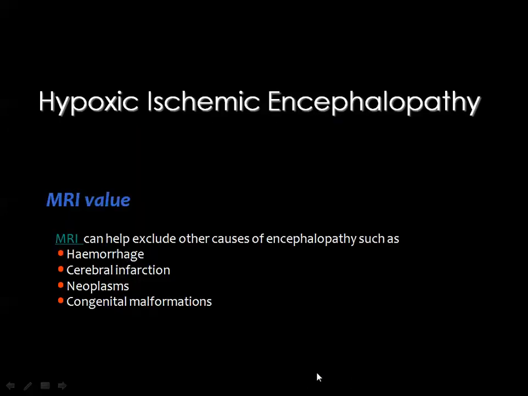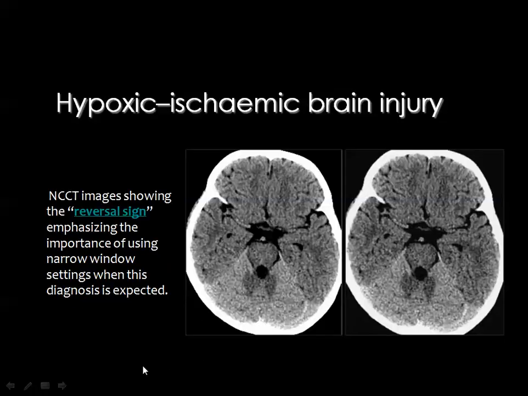And MRI can also assess the possibility of hemorrhage depending on the signal, can see cerebral infarctions, can also exclude the possibility of neoplasms and also assess for the presence of congenital malformations. This is a good example of hypoxic ischemic encephalopathy with the reversal sign or the white cerebellum sign.